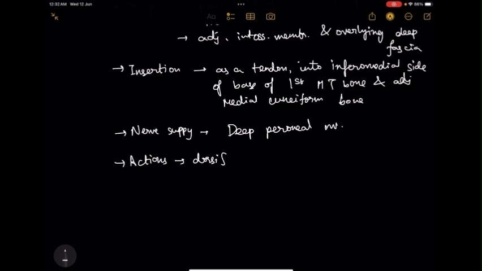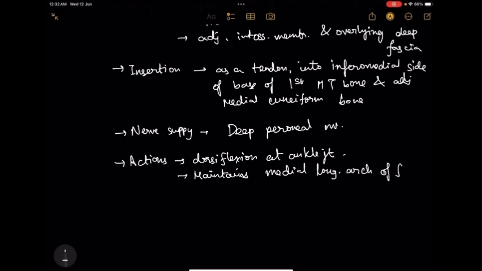So dorsiflexion at ankle joint. Maintains medial longitudinal arch of foot. Why is it so? Because it's on the medial side. The muscles on the medial side will maintain the medial longitudinal arch. The peroneus muscles, which are on the lateral side, will maintain the lateral longitudinal arch.